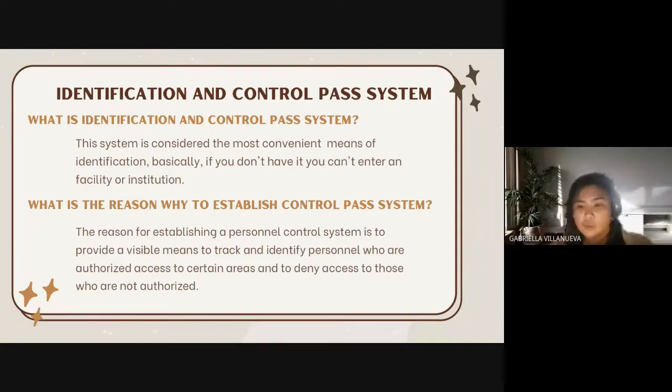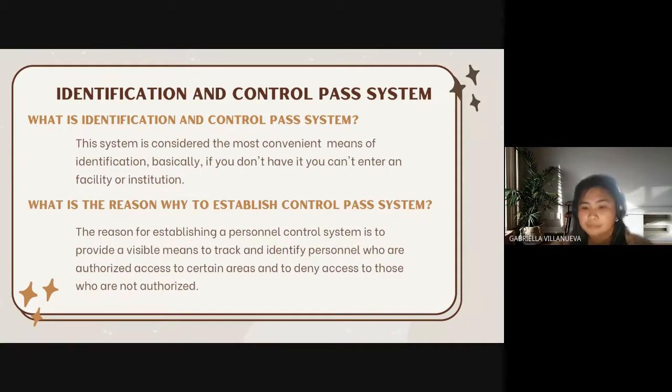Now let's move forward to the next, identification and control pass system. What is identification and control pass system? This system is considered the most convenient means of identification. Basically, if you don't have it, you can't enter a facility or institution. For example, you will enter the AF campus and you don't have the ID. Of course, the guard will ask you what you are going to do there. But if you have an identification card, entering the campus will just be simple and fast because you have nothing to explain.